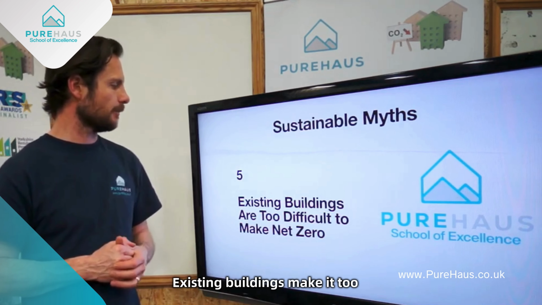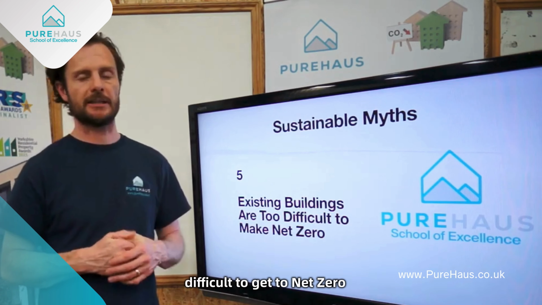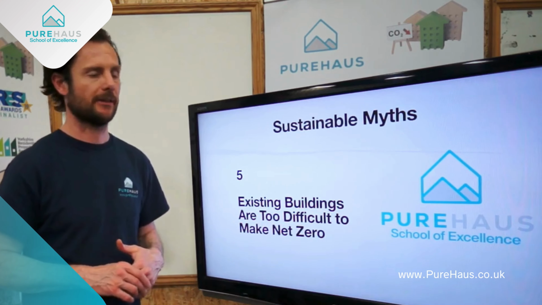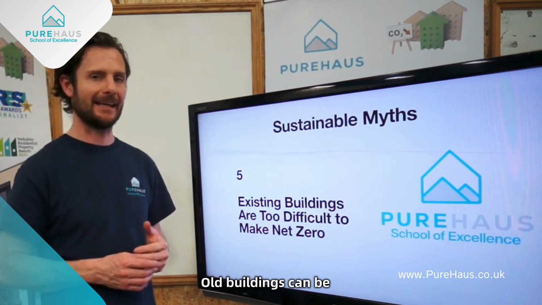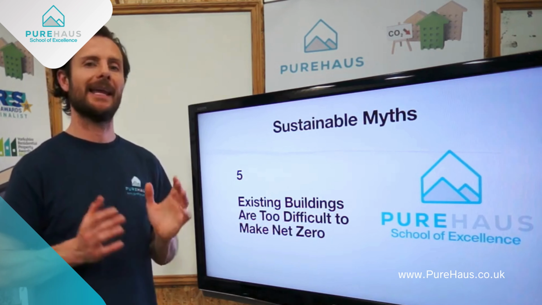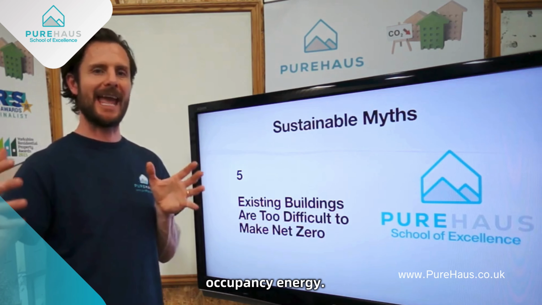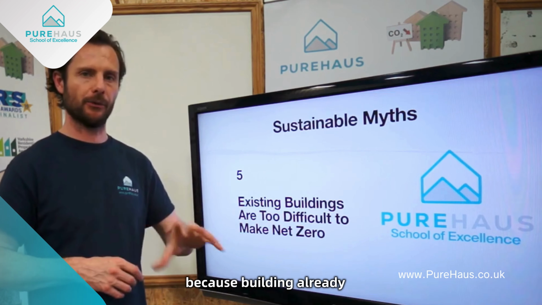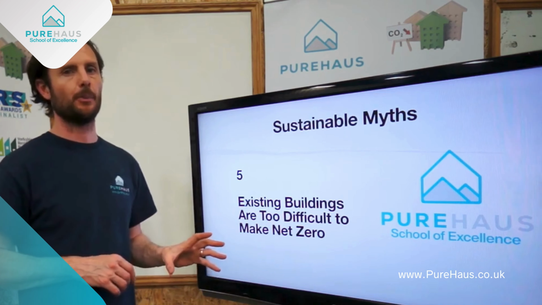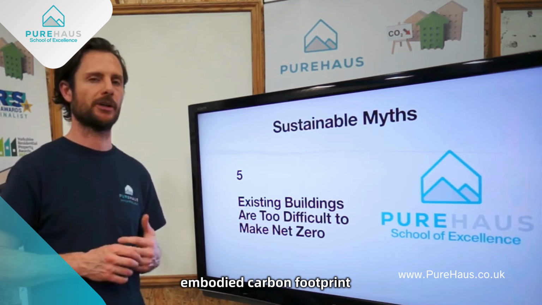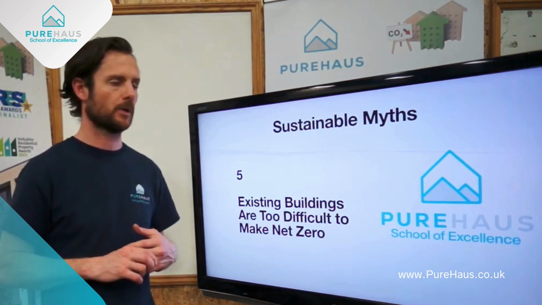Existing buildings make it too difficult to get to net zero. Okay, so now we're talking about deep retrofits. And that's not entirely true. Old buildings can be made to be zero carbon if we are talking about the occupancy energy, okay? Because the building already exists now, but through renovation, we would do some work, so there would be an embodied carbon footprint there. Think about it.